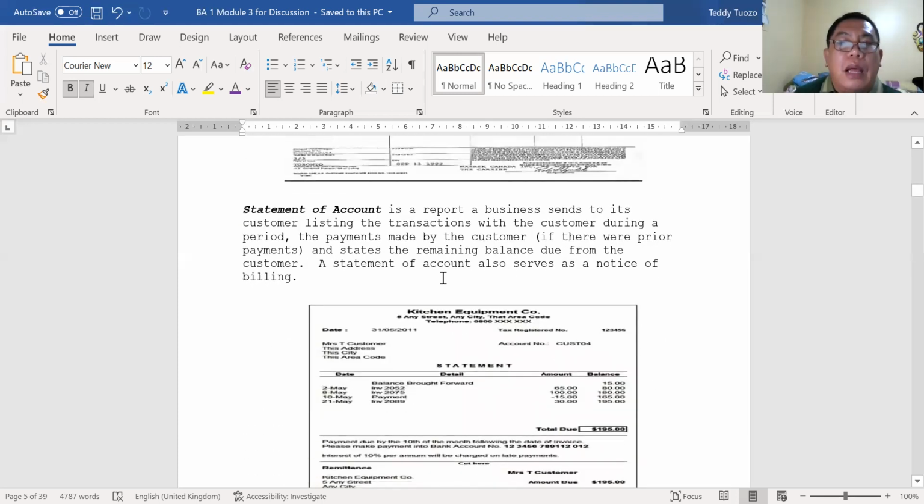Then the statement of account, no, for example for utilities, the water bill, electric bill, no, they will issue you a statement of account, no? And this will also support as a source document.